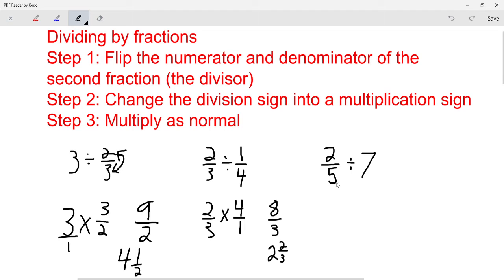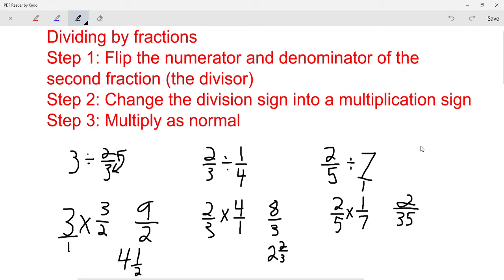Now we have 2/5 divided by 7. So what are we going to do here? The 2/5 stays the same. Remember, 7 is just 7/1. So now this becomes multiplication by 1/7, which is 2 times 1 equals 2. 5 times 7 equals 35. So it's just 2/35. 2/5 divided by 7.